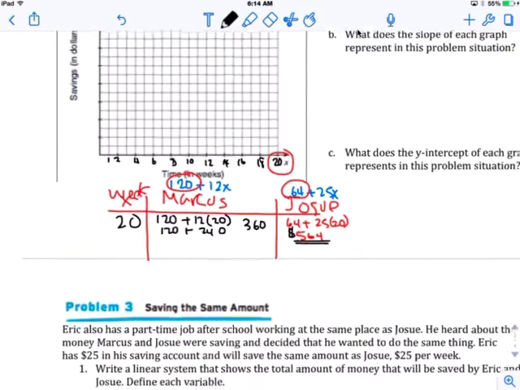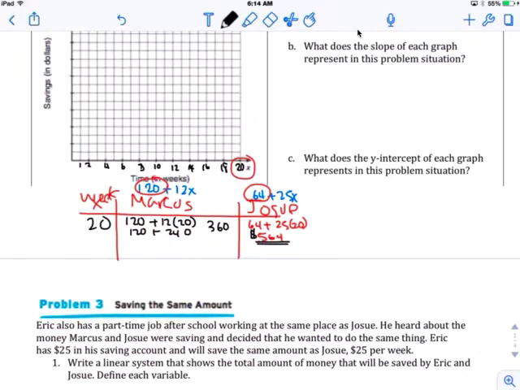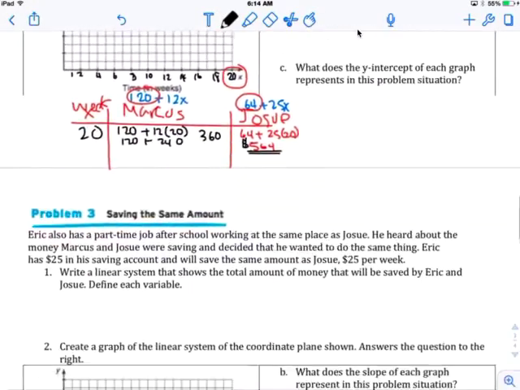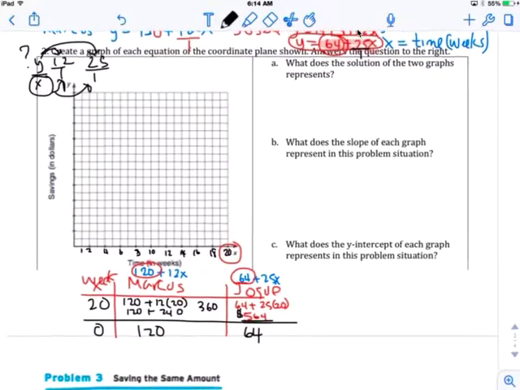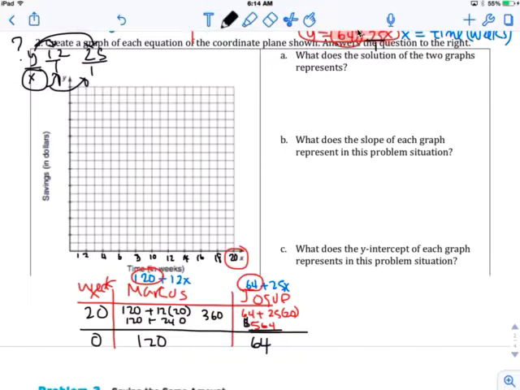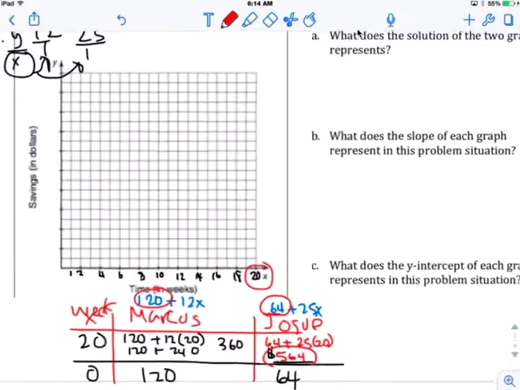And then that's easy to graph. All you need is 2 points. The y-intercept is at 0 weeks. At 0 weeks, mark 120. 0 weeks means what they start out with. For the other, the y-intercept is 64. All we need is 2 points, right? Okay, where do they meet? Let's graph and then we estimate. We want up to 570.